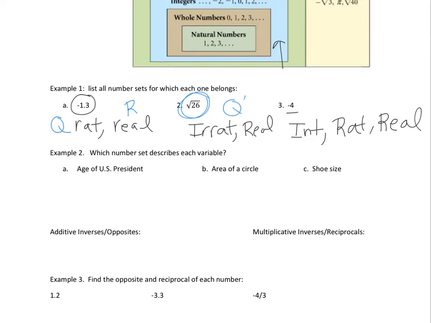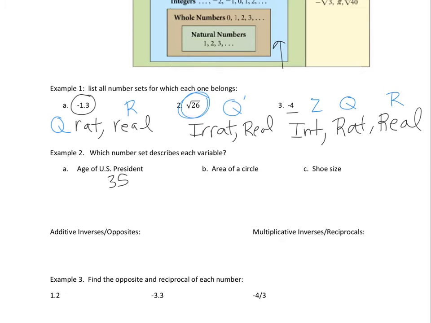So integers, for some reason, you could probably look it up, we use a Z, capital Z. A rational again is Q, and a real number is R, capital. So part 2, which number set describes each variable? So age of a U.S. president. U.S. presidents have to be 35 years or older.